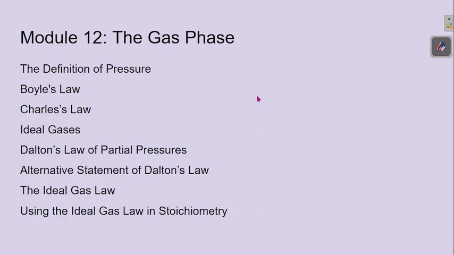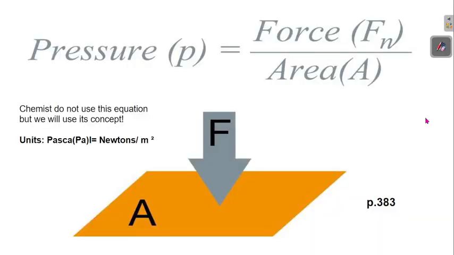This module covers the following. We're going to have a definition for pressure, Boyle's law, Charles' law, ideal gases, Dalton's law of partial pressures, alternative statements of Dalton's law, the ideal gas law, and using that ideal gas law in stoichiometry, which is chemistry. So it's all about the gas phase.